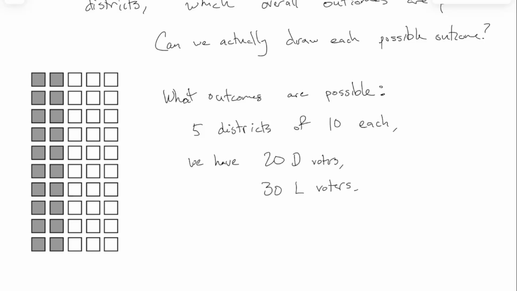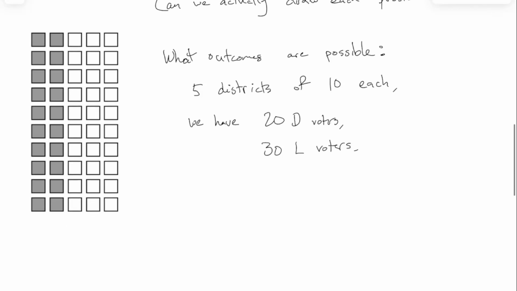And so I would like to know, don't even think about the shapes, but just in theory, is it possible, for instance, for the D's to win all of them? Can the D's win all 5 districts? I think there's just straight up not enough of them in order for them to win all 5 districts. So we should also think about the threshold to win in each district.